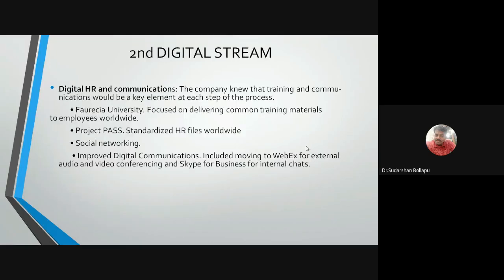Next, second digital stream: digital HR communications. The company knew that training and communications would be a key element, step by step in the process. And Curetia University focused on delivering common training materials to employees worldwide. So you have to think of it. Nowadays, through Skype, Telegram, and WhatsApp, people are monitoring their employees, and freshers also attend the interviews for their respective companies.